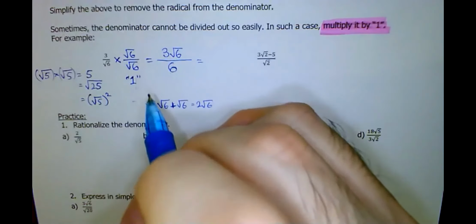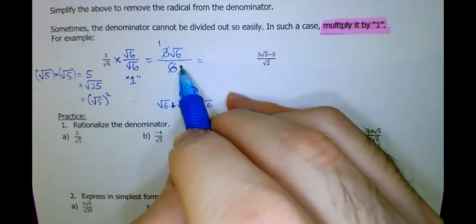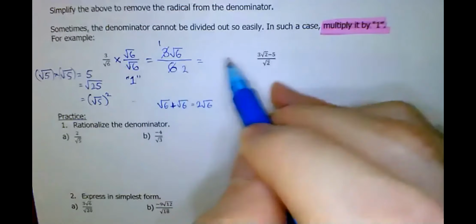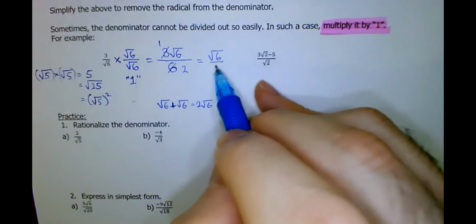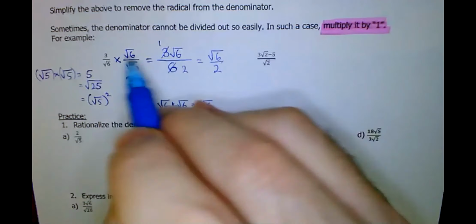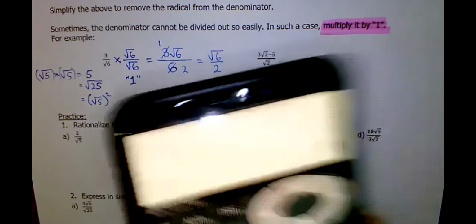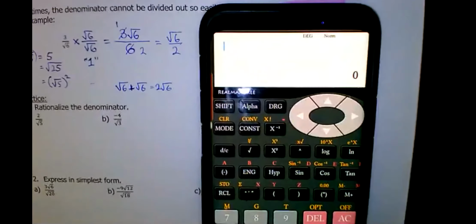3 and 6 can reduce. Yeah, you can go ahead. That becomes 2. Good. So the answer is root 6 over 2. I know it seems weird, but 3 over root 6 and root 6 divided by 2 are going to give you the same thing. You ready for this?